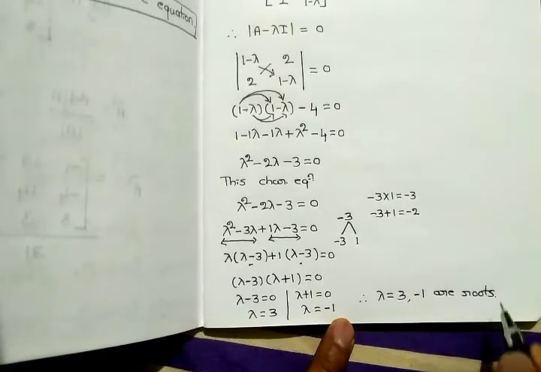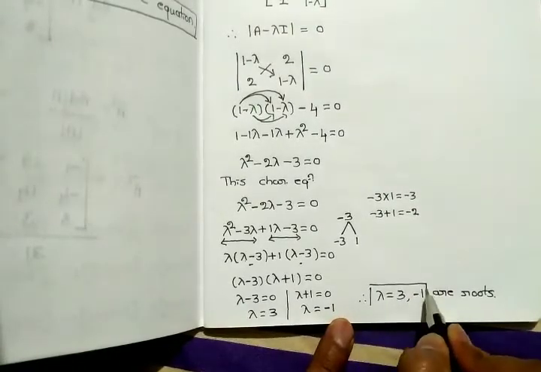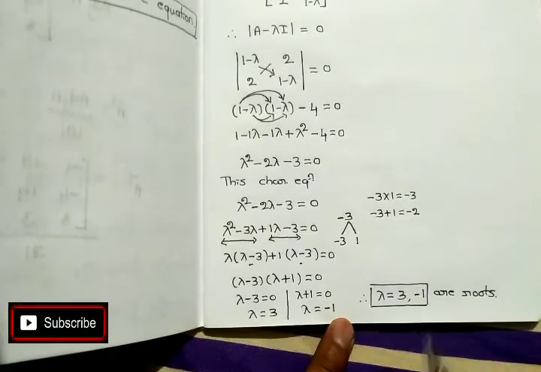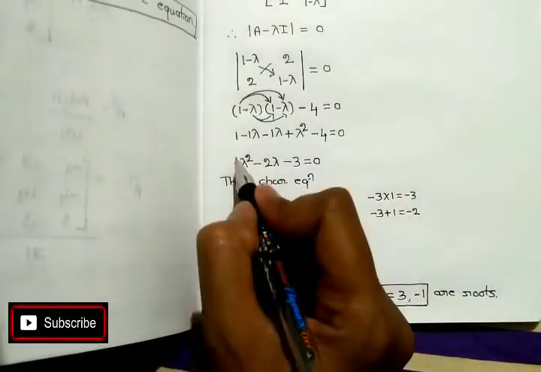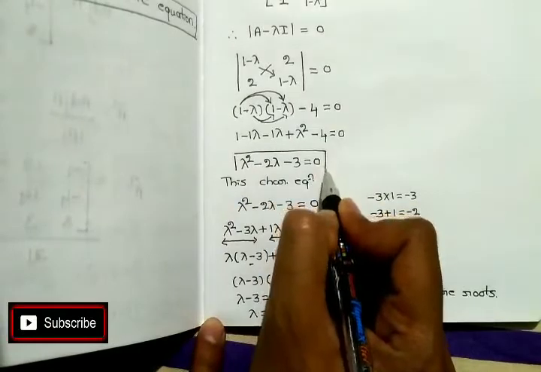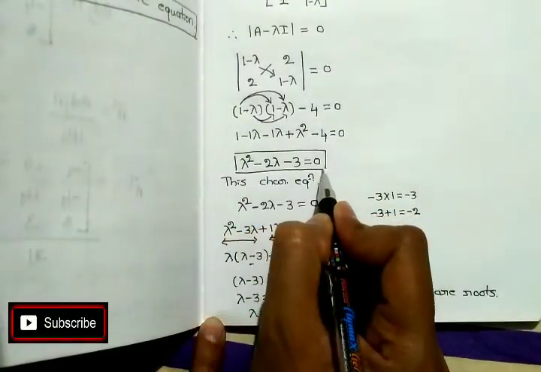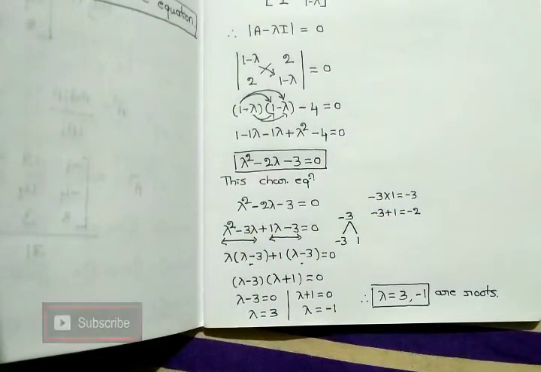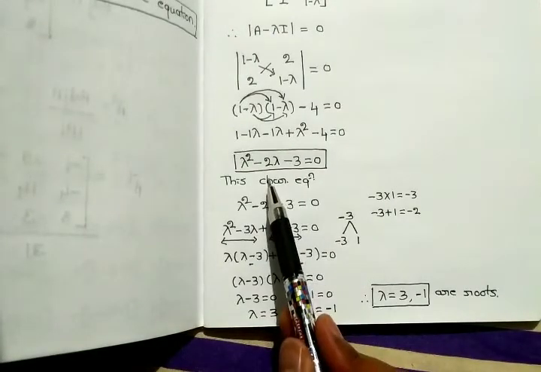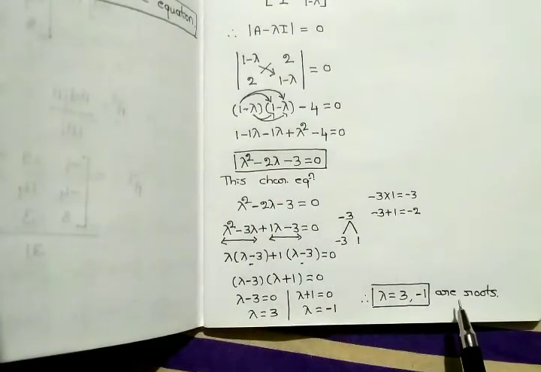These two are the roots, also called eigenvalues, and this one is what we call the characteristic equation. So this is how we need to find the characteristic equation and its roots.